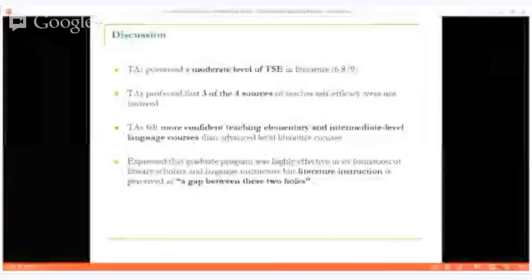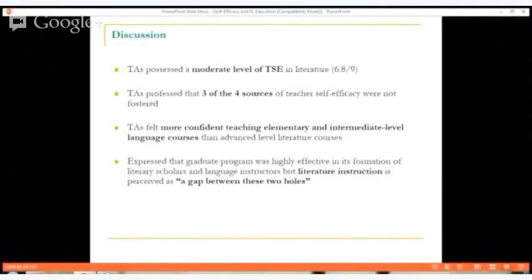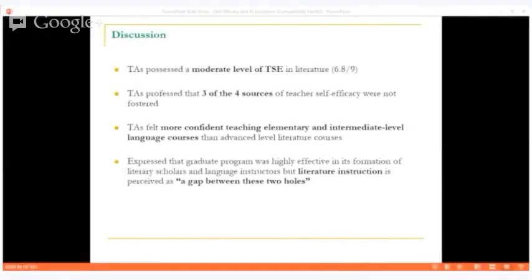What came about from this interview and from the data was that, to be honest, when I looked at the quantitative form, they possessed a moderate level of teacher self-efficacy in literature. So it was 6.8 out of 9. I had not used the 100 scale for this study. But what I found was that 3 of the 4 sources of teacher self-efficacy were not fostered. They felt more competent teaching elementary and intermediate level courses and advanced level literature courses, and they found that the graduate program was highly effective in its formation of literary scholars and language instructors, but literature instruction is perceived as a gap between these two halves.